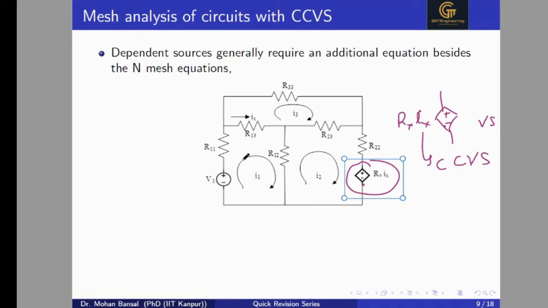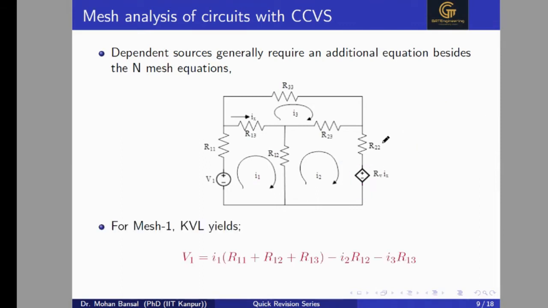Now if we apply the KVL, you will get the same equation for mesh 1 and the same equation for mesh 3 as the previous example. Now you will get a different equation for mesh 2 only. So we will see what we are getting for mesh 2.